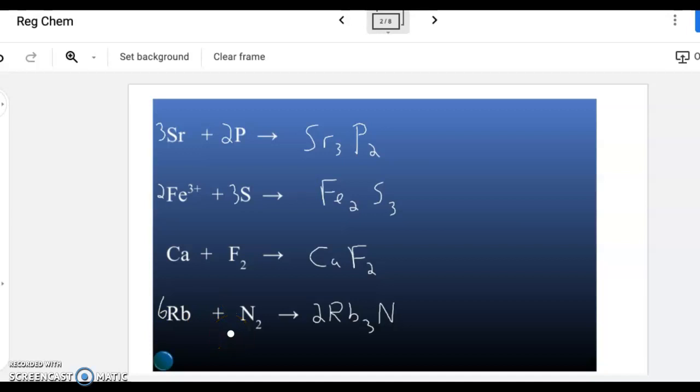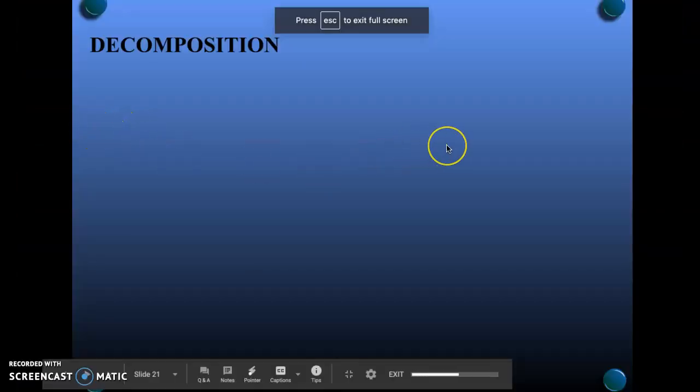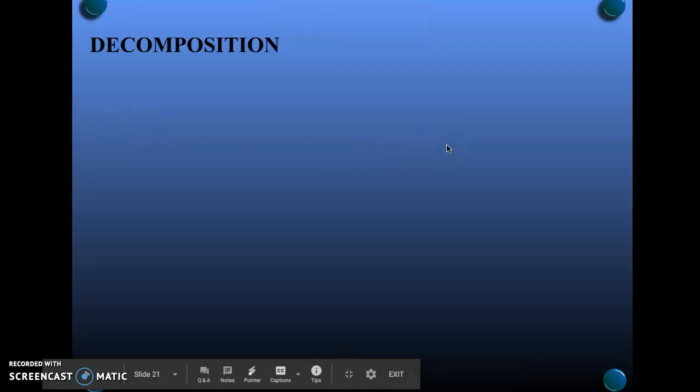Okay, and that's combination reactions. We're taking elements and we're putting them together into a compound, and then we balance it out. Okay, now we'll transition back to the slideshow here for the decomposition reactions.